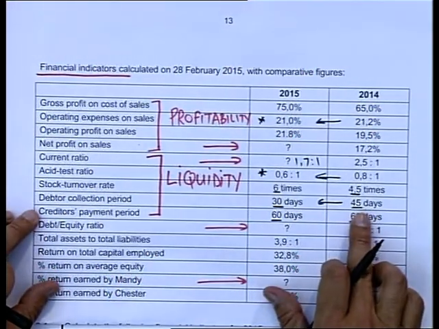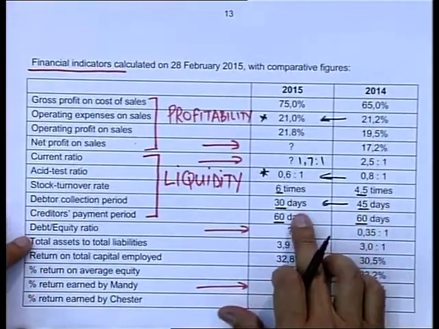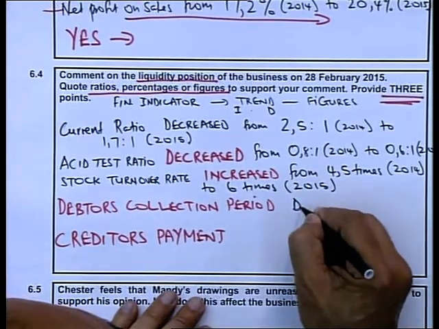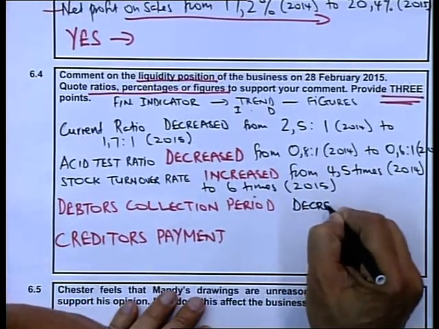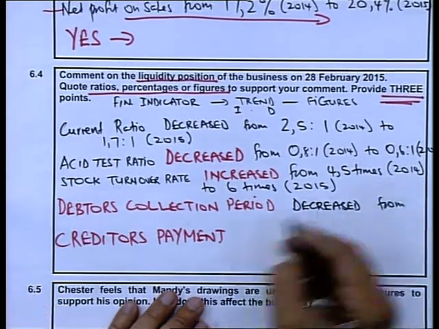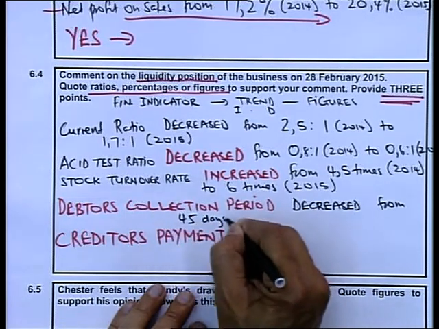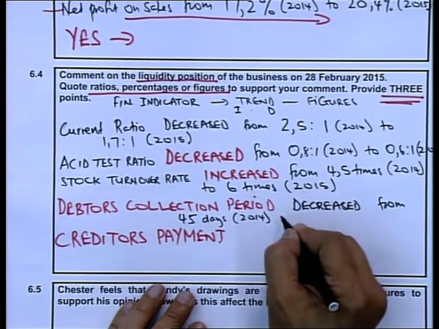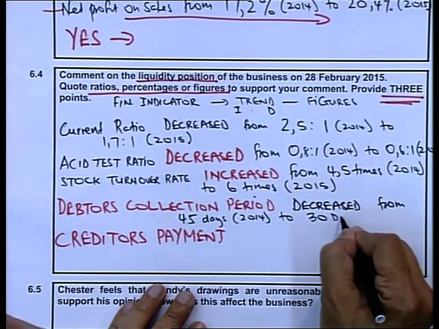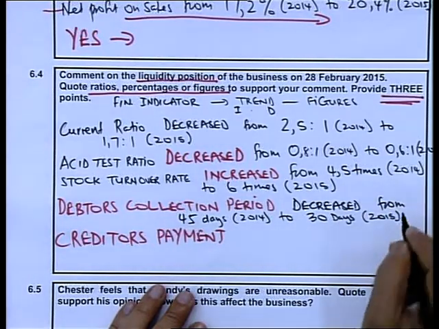So we look at the debtors' collection quickly. Last year it was 45 days. Now it's 30 days. So it's a decrease, from 45 days in 2014 to 30 days in 2015. Now that is something good.